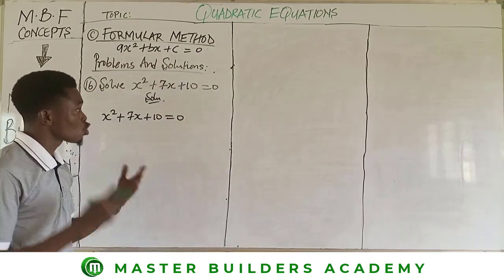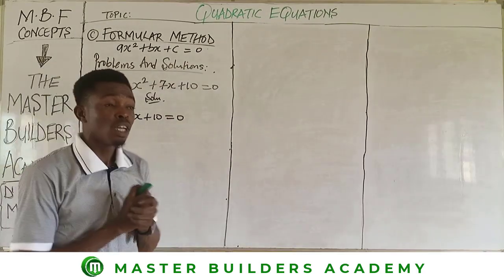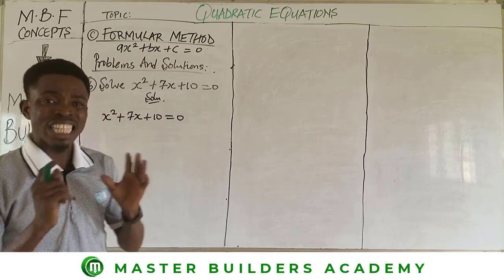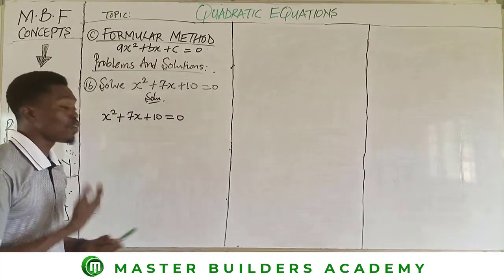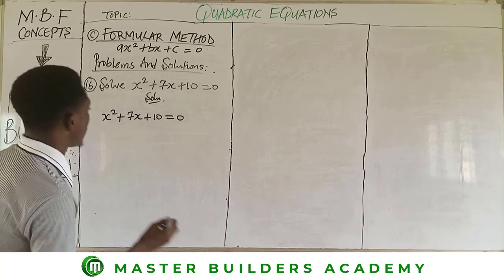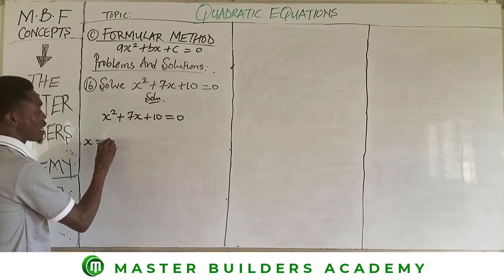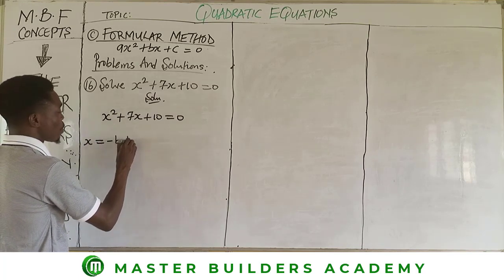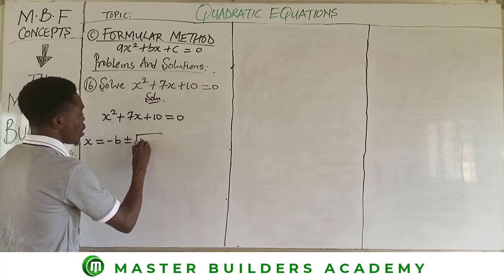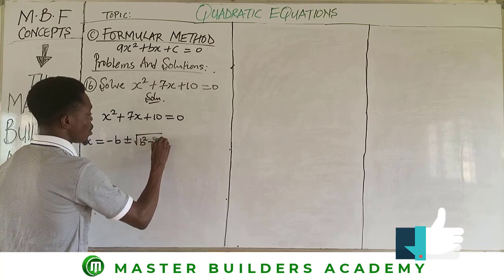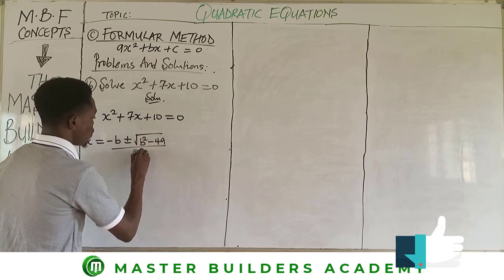Before you can solve any problem using formula method, all you must do is to state the formula before you start solving. And what is the formula method? We are going to state that the almighty formula, popularly known, is x equals minus b plus or minus the square root of b squared minus 4ac, all over 2a.